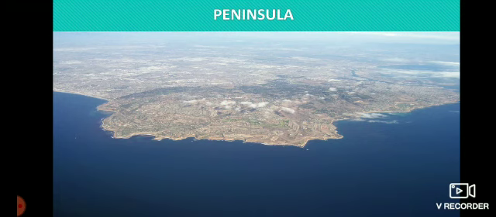What are you seeing here? It is a peninsula. How can we define a peninsula? It is a large piece of land that is surrounded by water on three sides, and on one side it has land. For example, the southern part of our India is a good example of a peninsula, which is surrounded by water on three sides and land mass on its northern side.